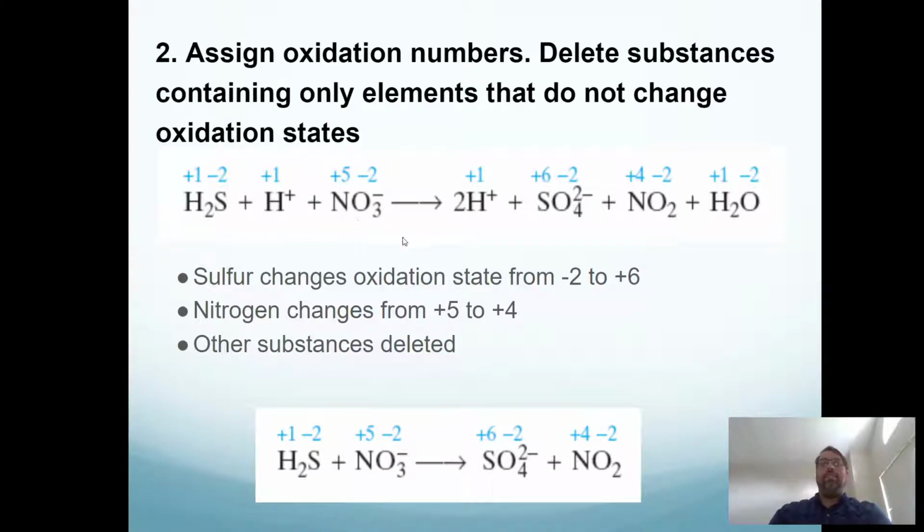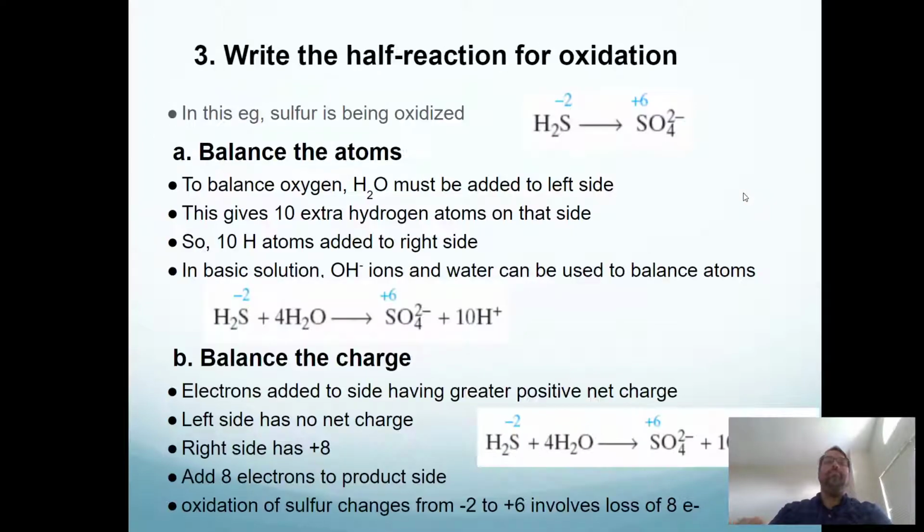And then anything that does not actually change, we go ahead and get rid of. So we get rid of the things that aren't doing anything, things that aren't being oxidized here. H we can get rid of, H2O we can get rid of. They're not doing anything in this reaction right here. So our H's we get rid of, H2O we get rid of those as well.